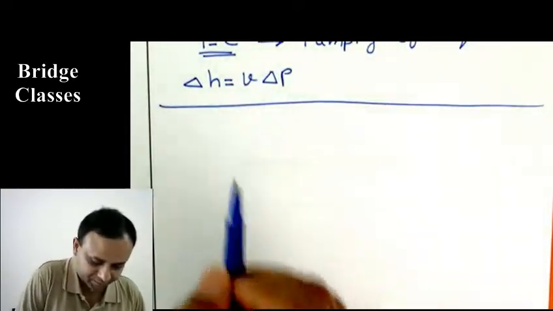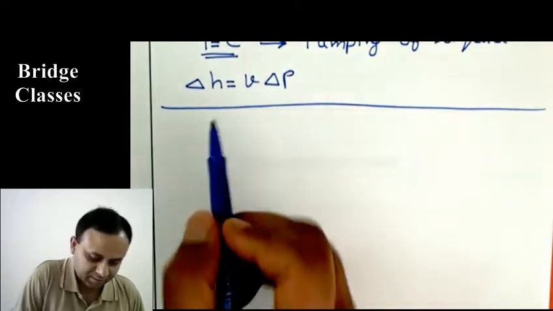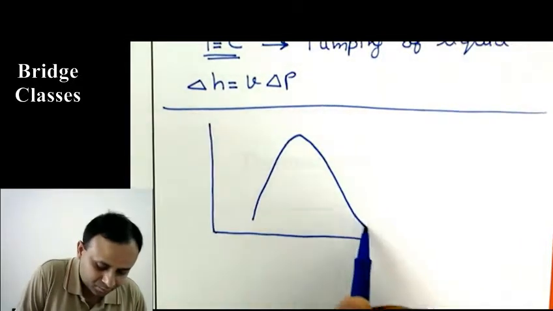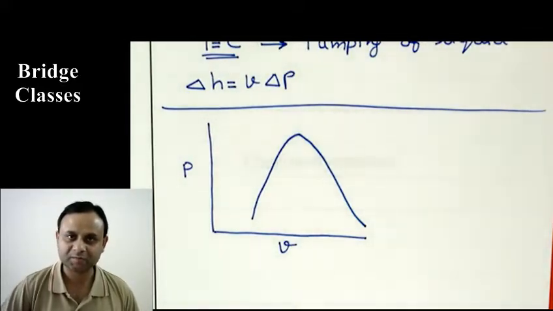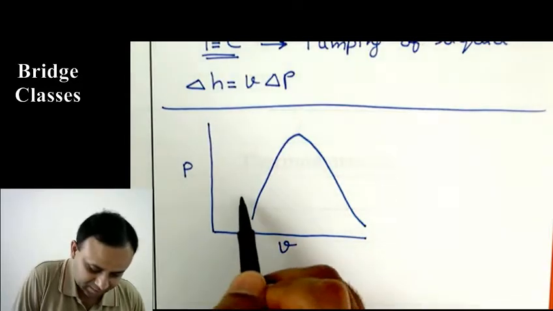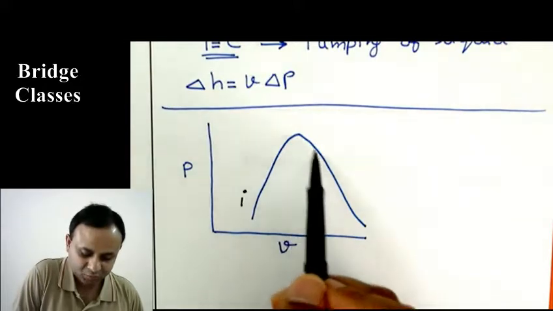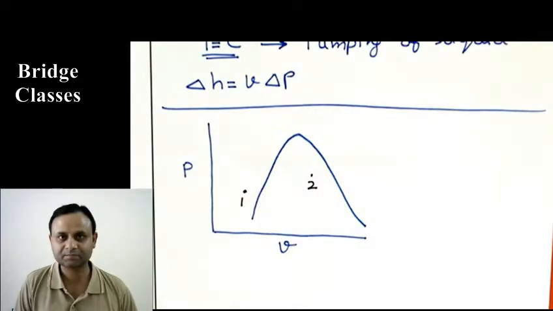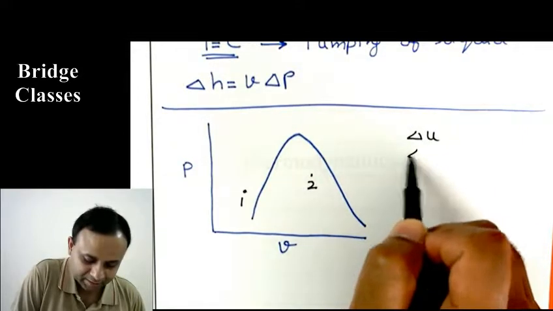Okay, and let me also clarify one thing. These equations are applicable only for an incompressible substance. So for example, let us say this is a vapor dome, say a PV diagram, and say the substance is water. It could be any substance, we are taking water, and say its initial state is here, 1, and say the final state could be inside the vapor dome or could be here. I'm just taking, say this is the final state. And we have to determine delta U or delta H.